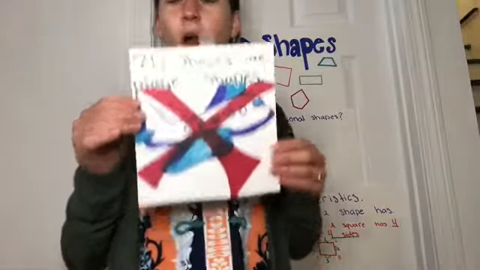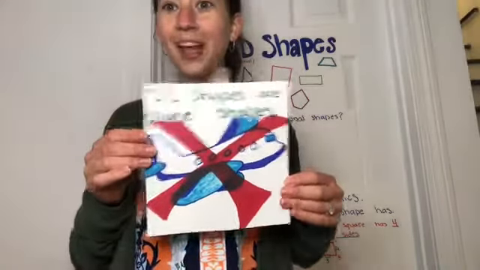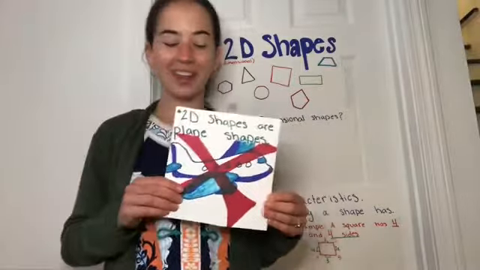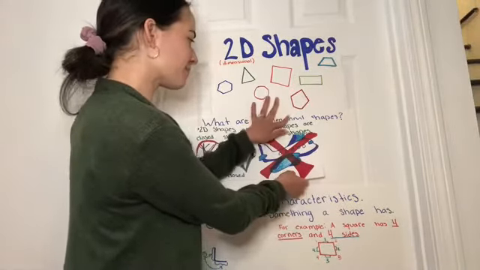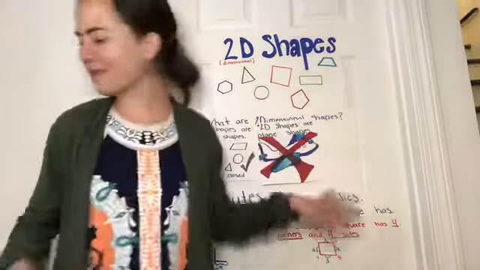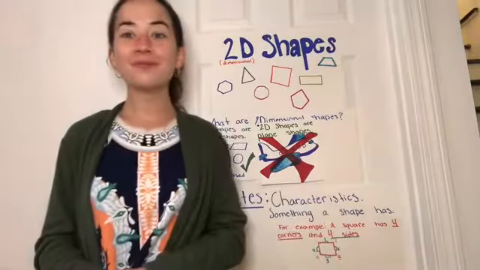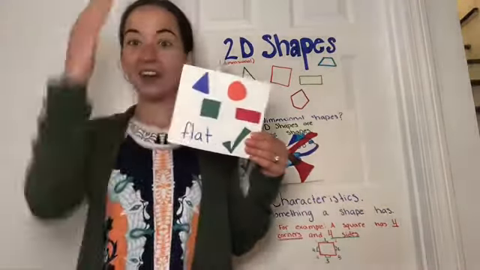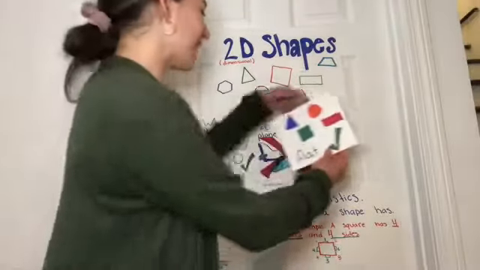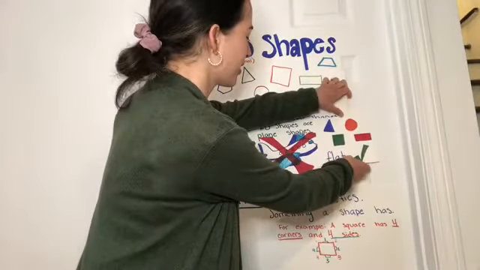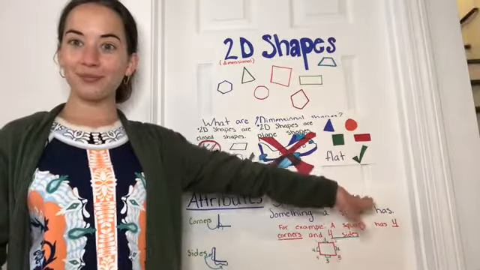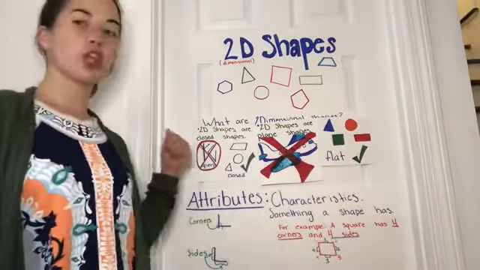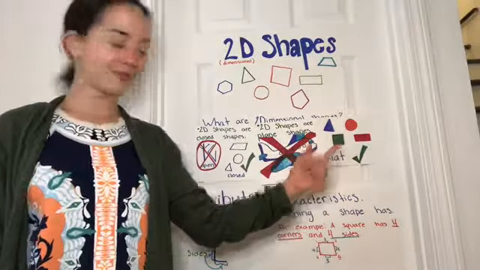2D shapes are plane shapes. And I don't mean an airplane. When I say plane, what do you think I mean? Right, I mean flat. They are flat shapes. So 2D shapes are closed and flat. Let's say that together. Closed and flat.